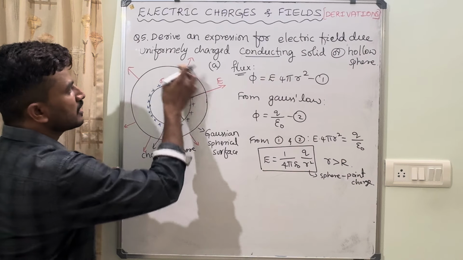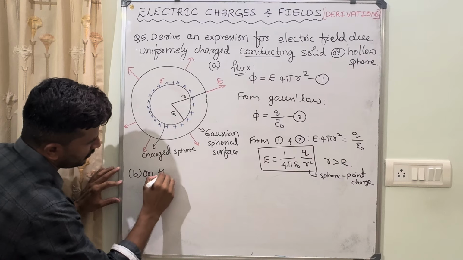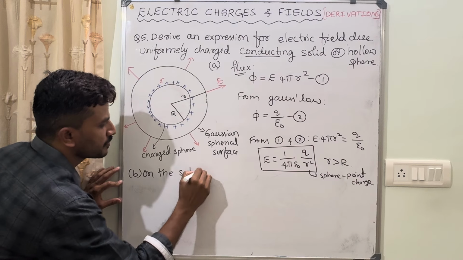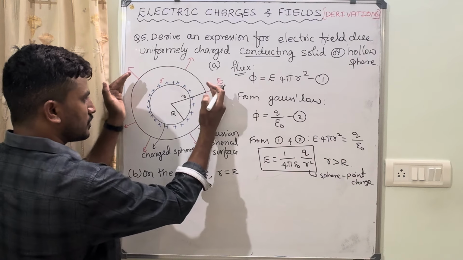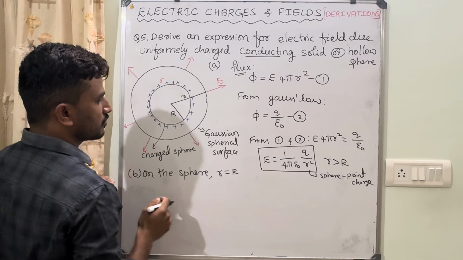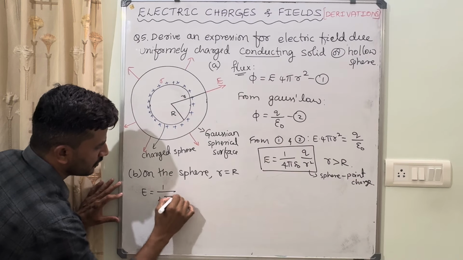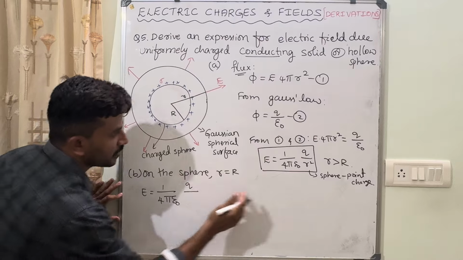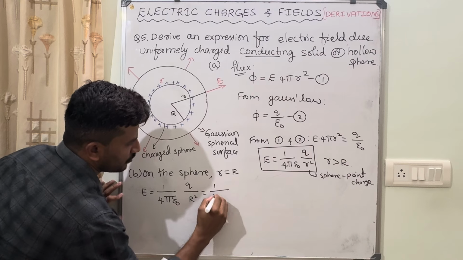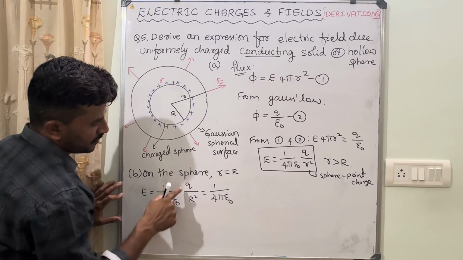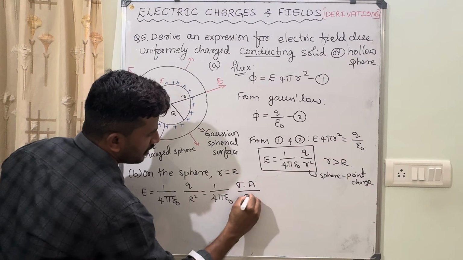Now, sir, what if I consider this Gaussian surface on the sphere? On the sphere, radius small r is equal to capital R. So, the Gaussian surface decreases, comes to this one. So, electric field E is equal to 1 over 4 pi epsilon naught charge divided by, what is small r, is equal to capital R square. Charge is given by sigma into A divided by R square.